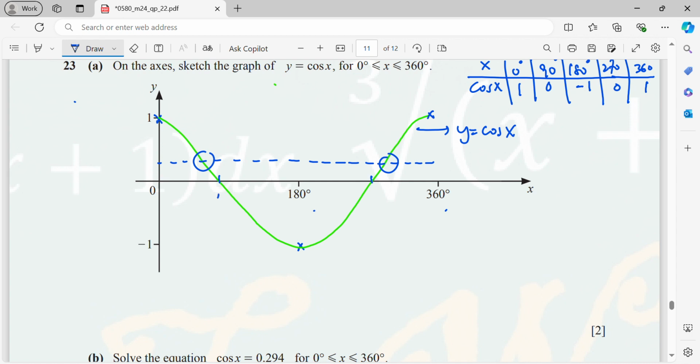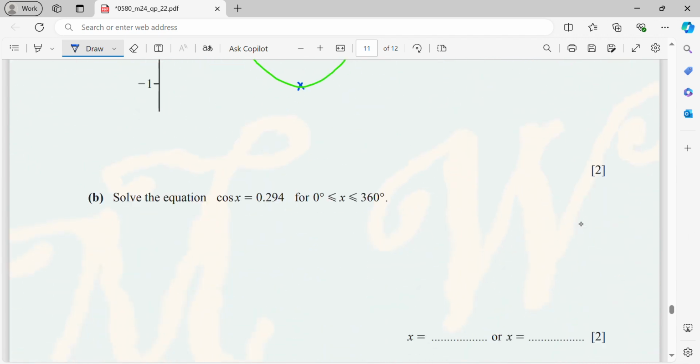So obviously the first value, this is 90 degrees. Here is 270 degrees. So the first value is between 0 and 90 degrees. And the second value is from 270 to 360 degrees. Right? So then from here, I will just say cos x is 0.294. Then for x, you use the basic angle. Right here, you write basic angle equal to inverse cos 0.294. That is going to be 72.9 degrees.